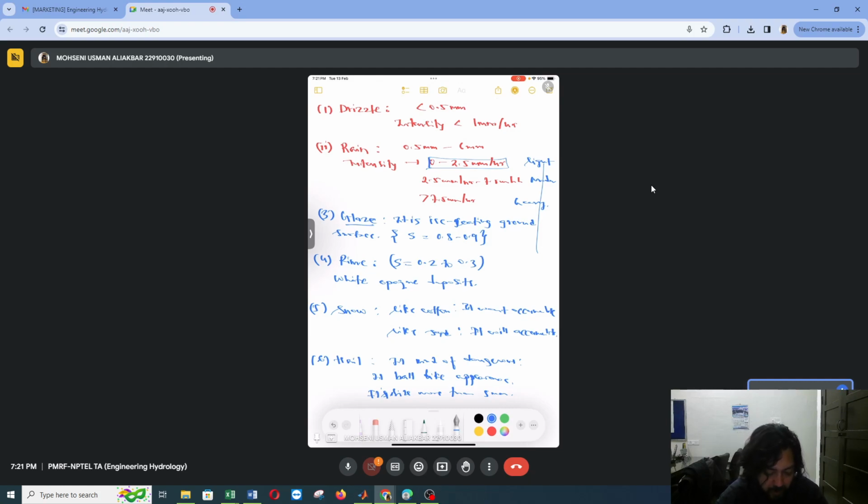So snow could be like cotton. When we see a snowfall, it could be like cotton or like sand. It depends upon whether it is accumulating or not. If it is accumulating, then we'll say it is like sand, and if it is not accumulating, we can say that it is like cotton. And the last is hail, which is kind of dangerous since its size is more than 5 mm. So these are the different forms of precipitation.